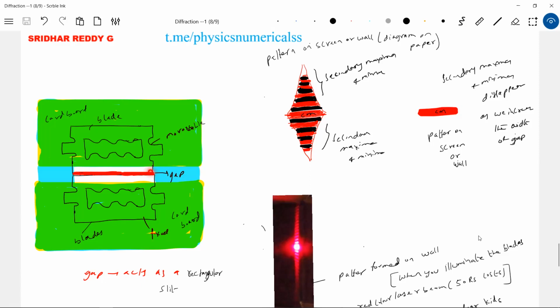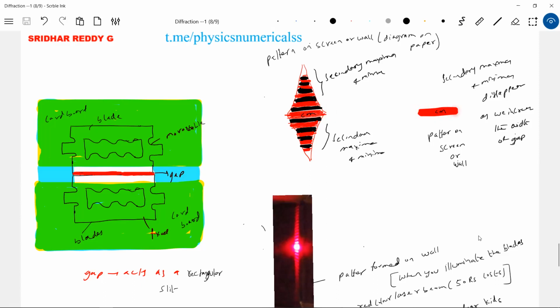Again, if you decrease the width of the gap, this pattern, the secondary maxima, will be visible. Therefore, the width of the gap will determine the presence of these maxima and minima. The central maxima will be present all the time. So the gap between the blades will determine the pattern: will it be this kind, shown in the first diagram, or the second diagram?